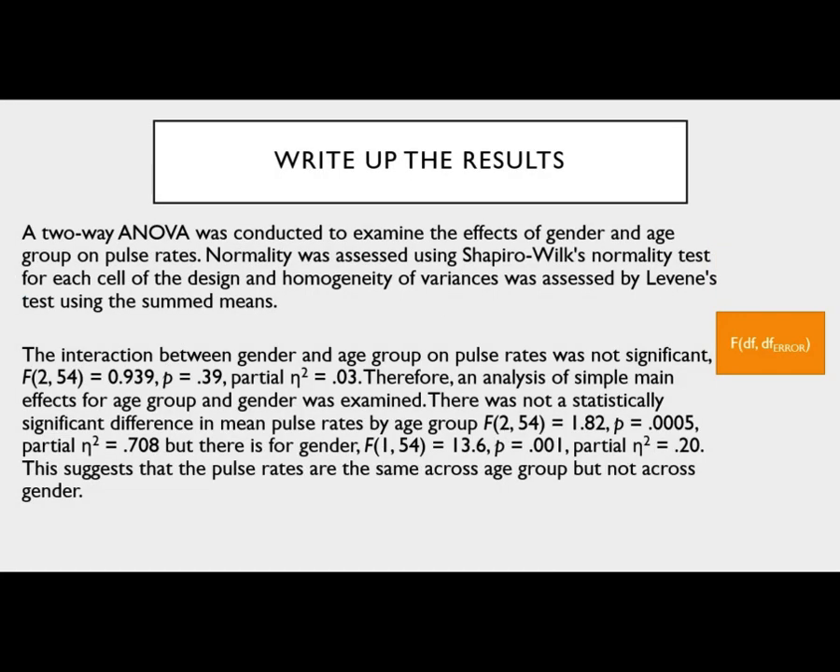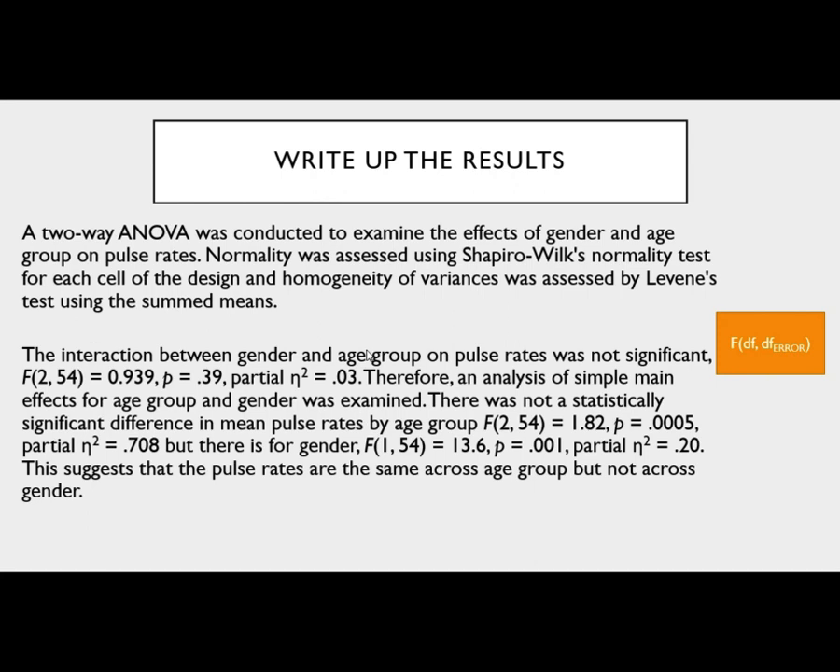Now we have a little bit more to say. We have to write up our results. You can just copy this straight from the PowerPoint and pop it into your homework and then change the numbers and the variables. A 2-way analysis of variance was conducted to examine the effects of gender and age group on pulse rates. Normality was assessed using the Shapiro-Wilk normality test for each cell of the design, and homogeneity of variances was assessed by Levene's test using the summed means, or if your regular means are significant, then you'll use that one.